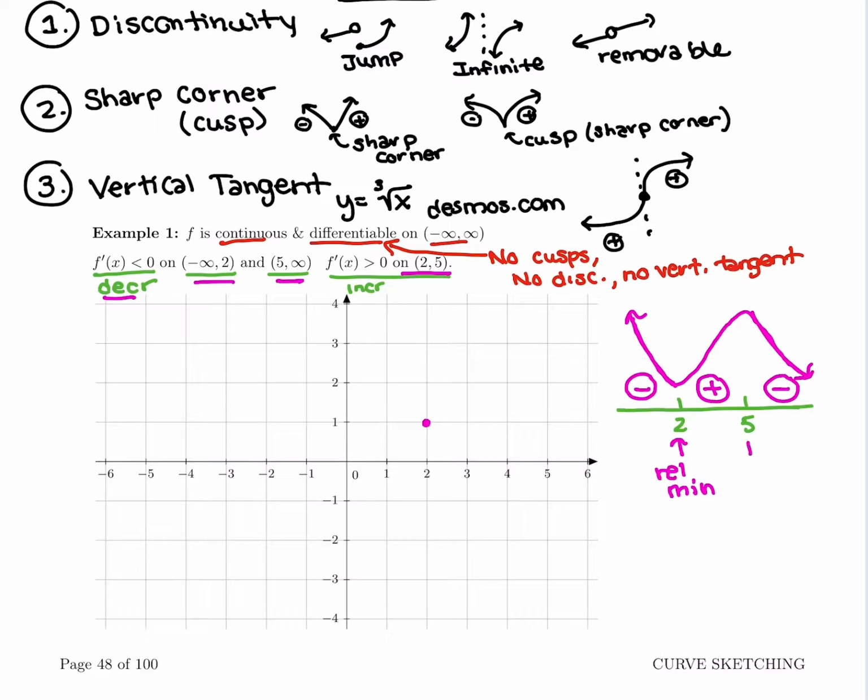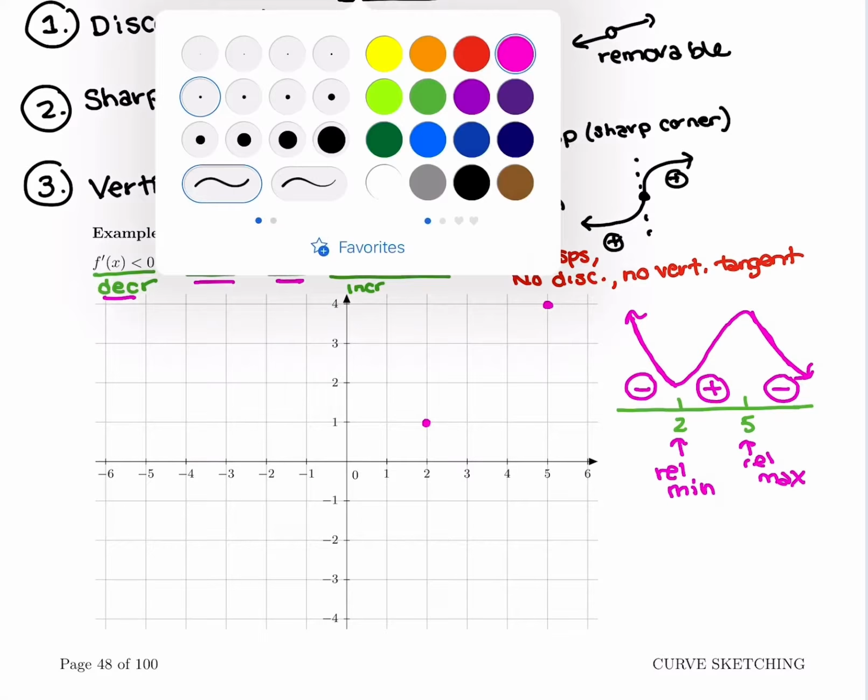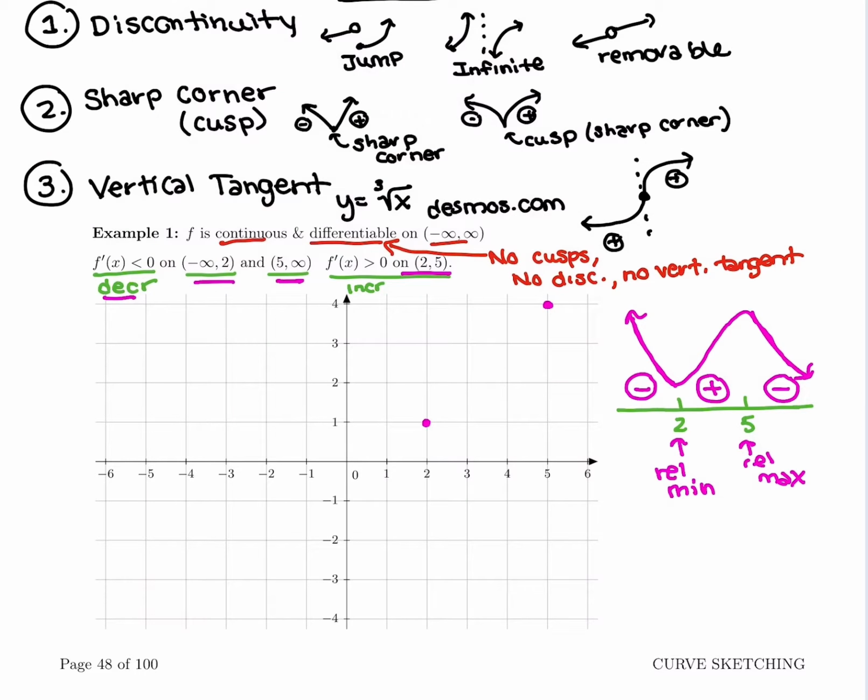And then at 5, I switch from increasing to decreasing, so I should draw a relative max there. Then I can put it anywhere I want. I'm going to put it higher than my min because that makes sense in my brain. I'm going to put it at the point (5, 4), just because I feel like it. And there's more than one answer. So the last step is to just connect these. Make it decreasing to increasing to decreasing. Follow that same general shape.